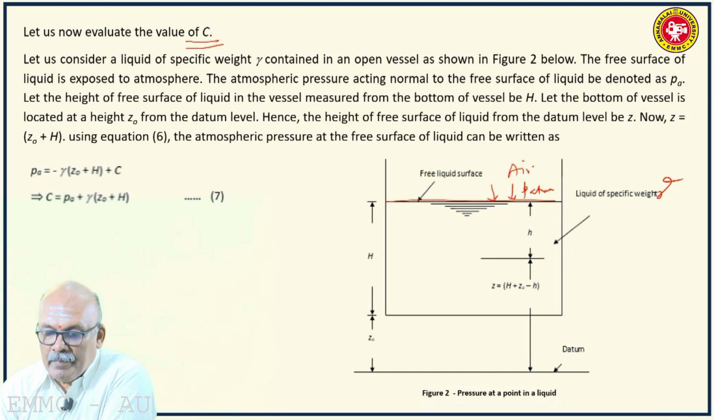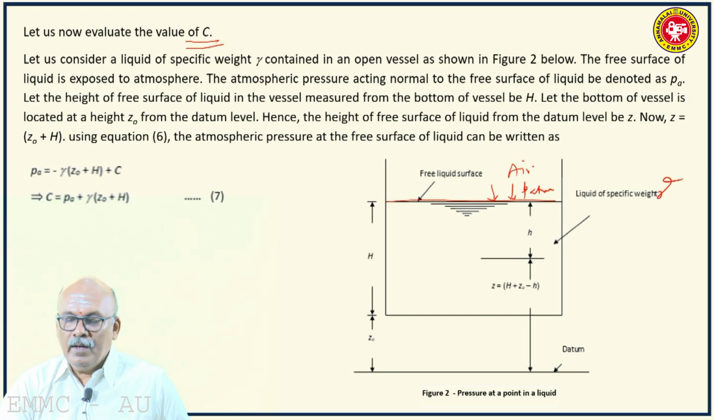This atmospheric pressure acts normal to the free surface of liquid because the liquid is under rest, and it cannot sustain any shear force. So there is no tangential force acting, only the vertical force that is due to the air column. The atmospheric air is exerting a pressure on the free surface which is normal, perpendicular to the free surface. That will be P atmospheric.